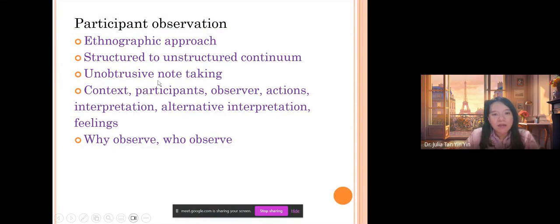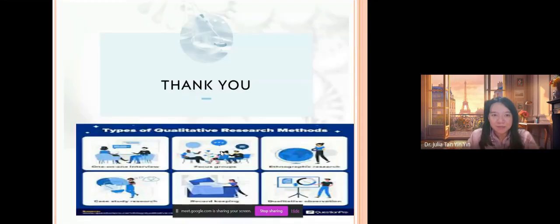Okay, after that, we interpret all these observations. We interpret, and we need to know why we observe. When we observe something, why we observe that, why we observe how they pray during their festival or a ritual event, yeah. And who we need to observe, who we should observe during the event or the festive season, who to observe. Okay.